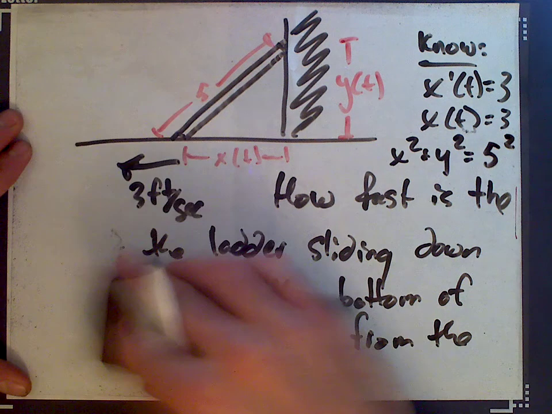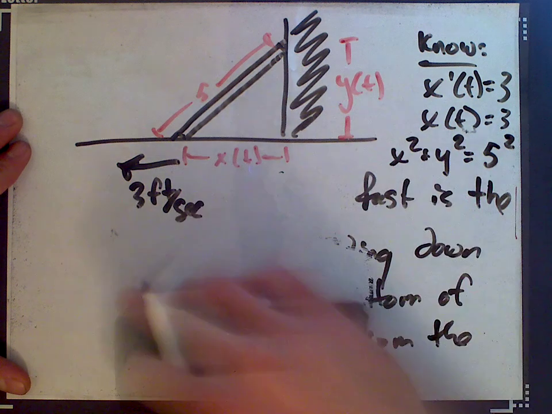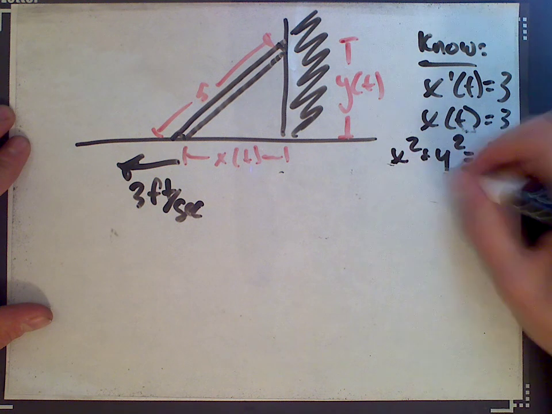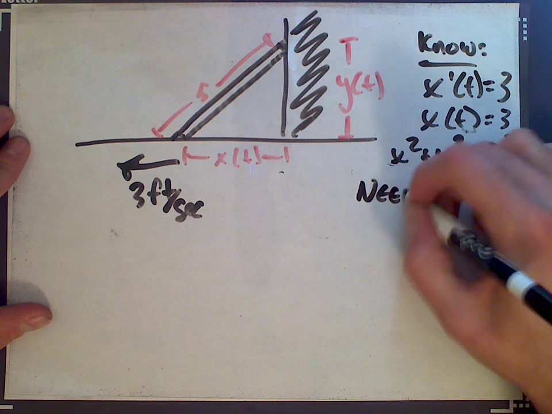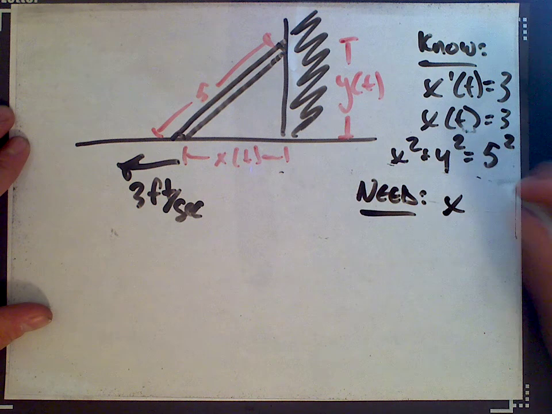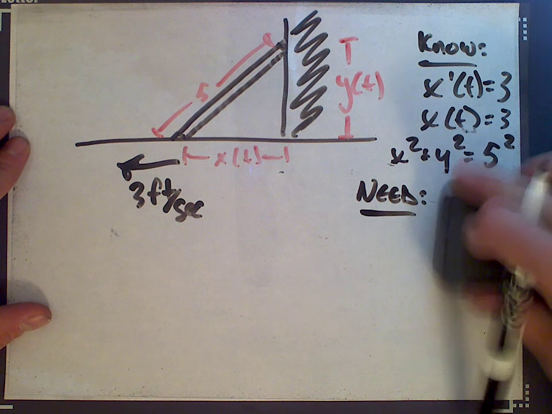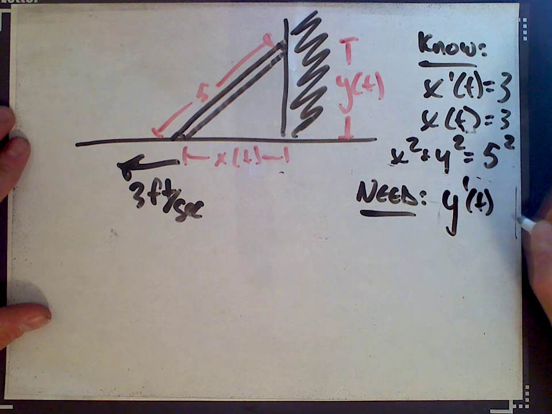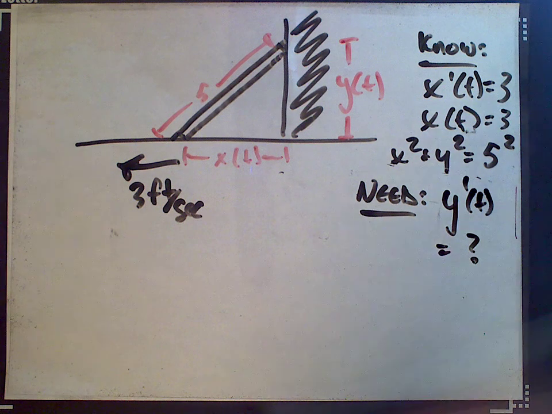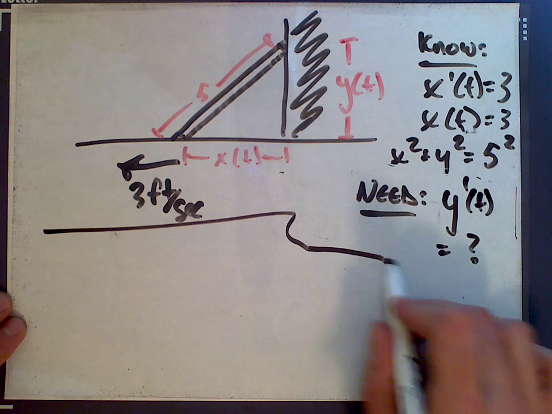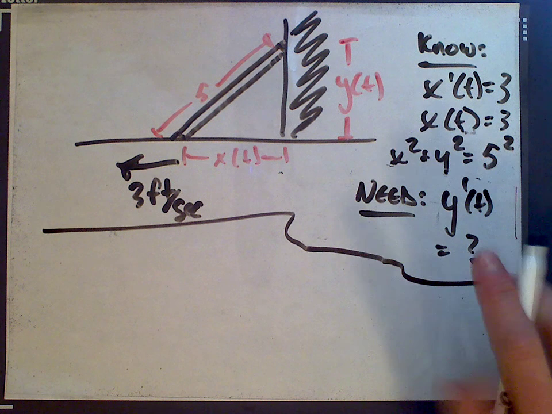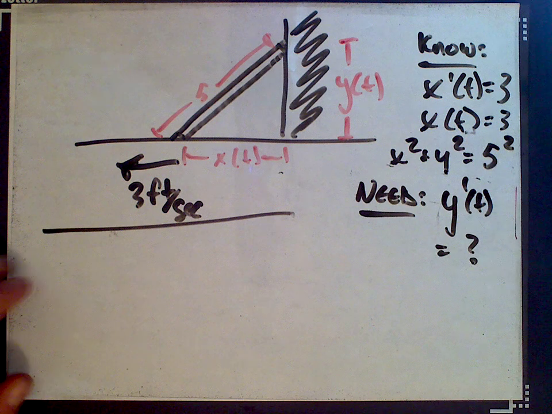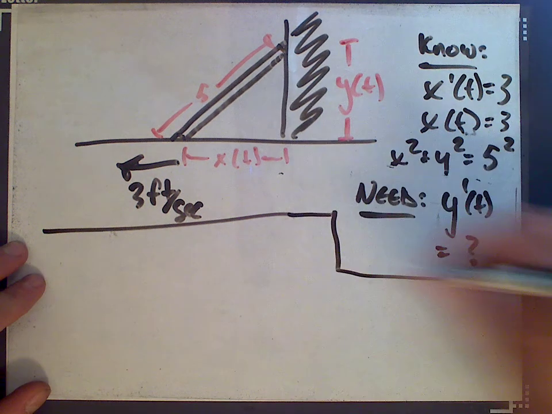So I'm going to erase the question. What are we looking for? We need y prime at this time t. With these related rates problems, often the thing relating the rates is some sort of geometric equation. In this case, it's going to be Pythagorean's theorem.